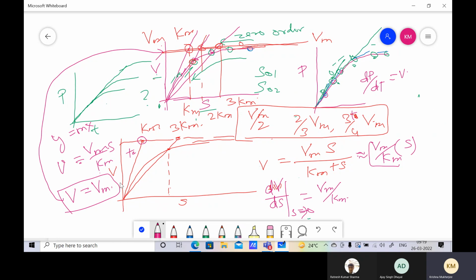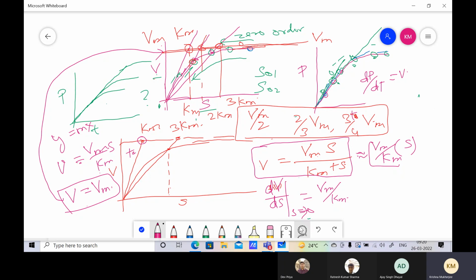What intercepts at 2 Km? What line would intercept at 2 Km? Now you have the line V is equal to Vm, and now you have this equation here. Can you see this equation here? Now I want to draw a line which cuts this line and intercepts at 2 Km. Can you tell me how we will handle this?